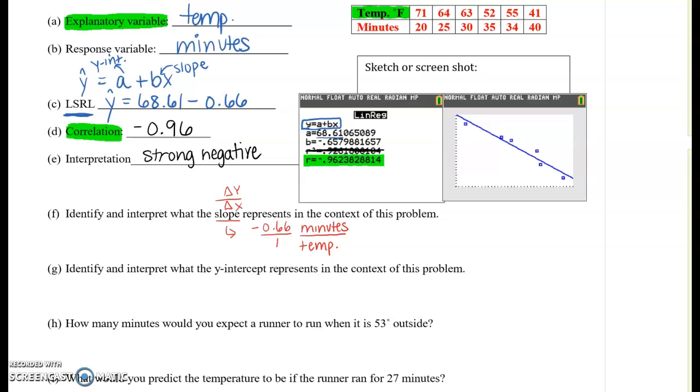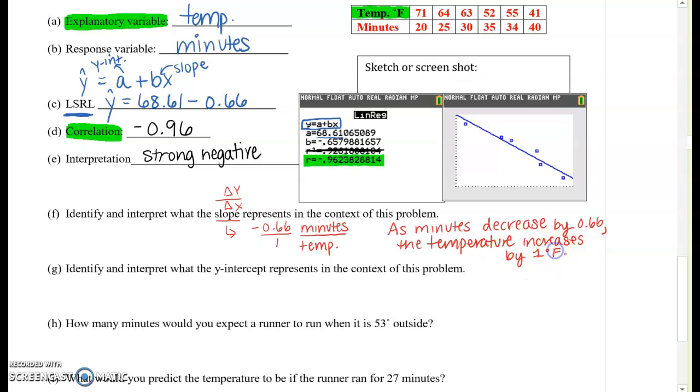Then you can write your sentence stem as minutes decrease, because it's negative, by 0.66 as the temperature increases by 1 degree Fahrenheit. Okay, the slope is a rate.